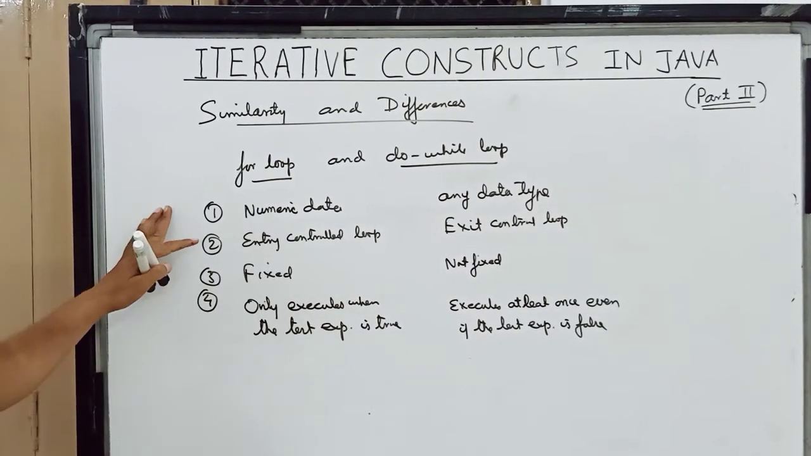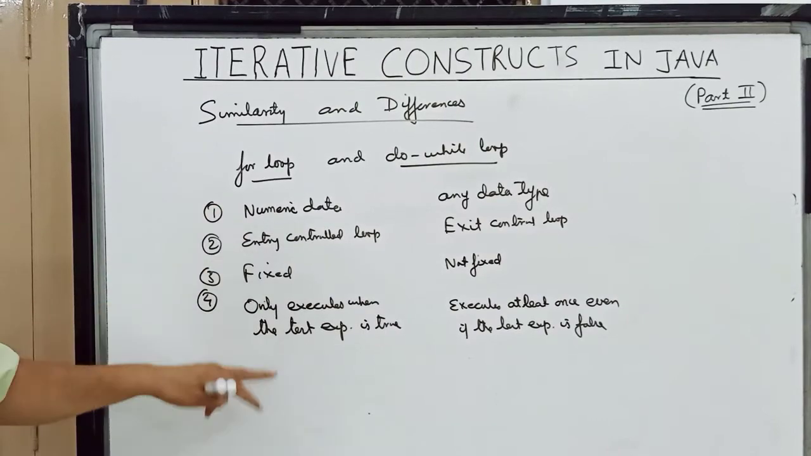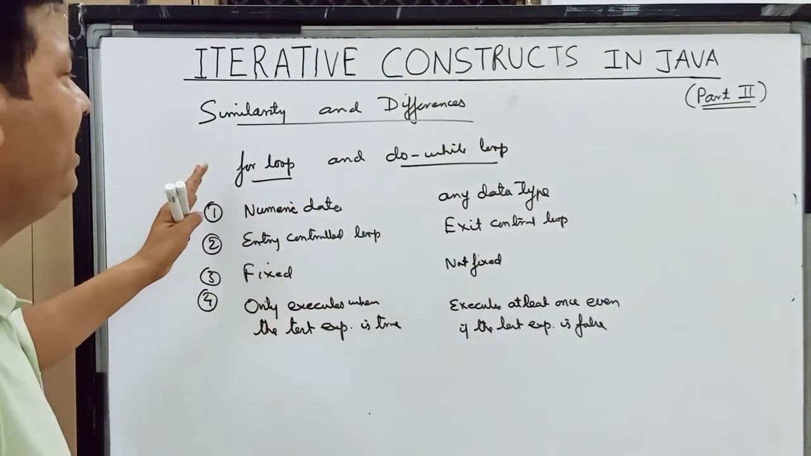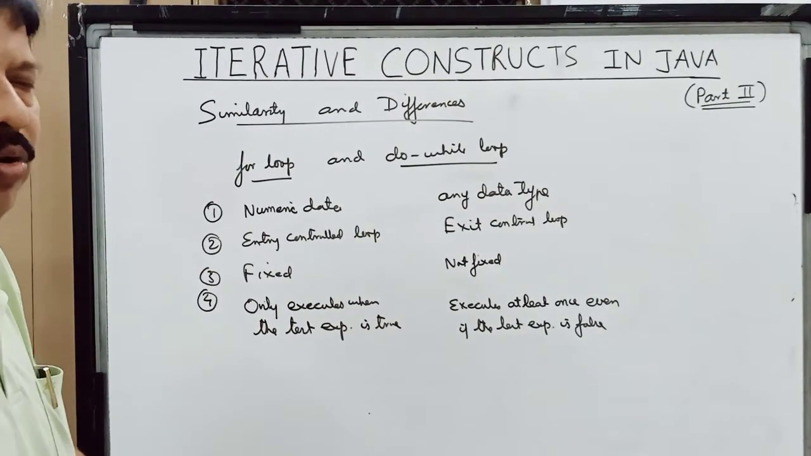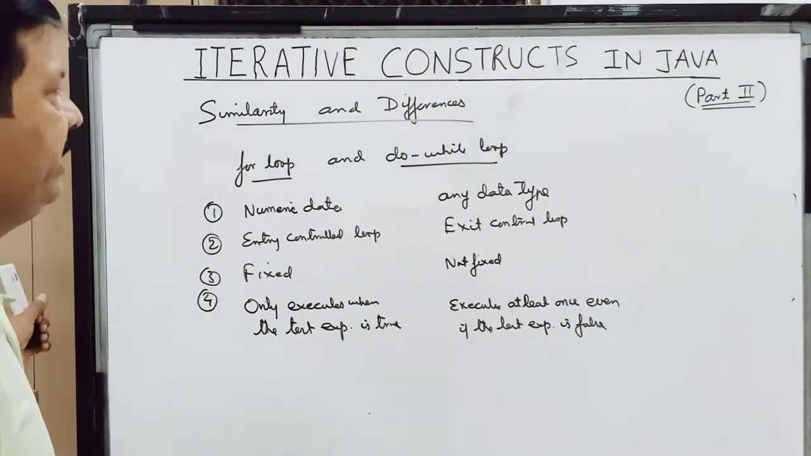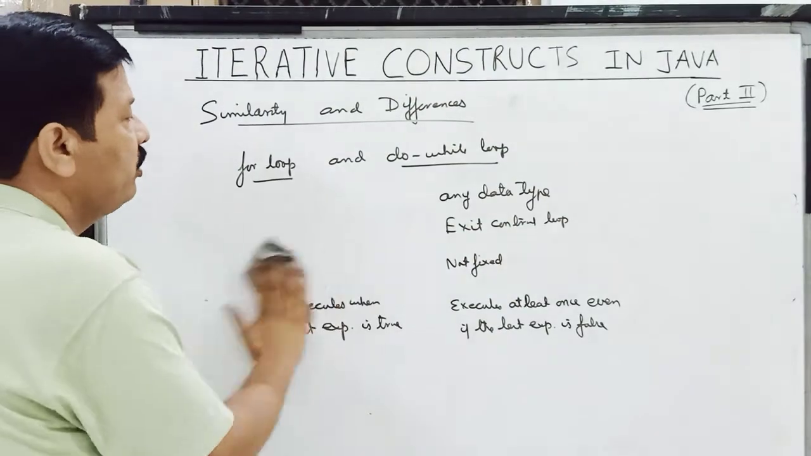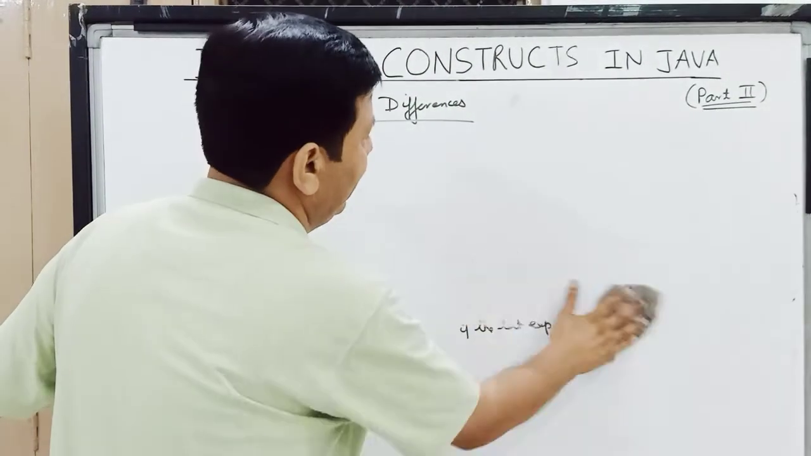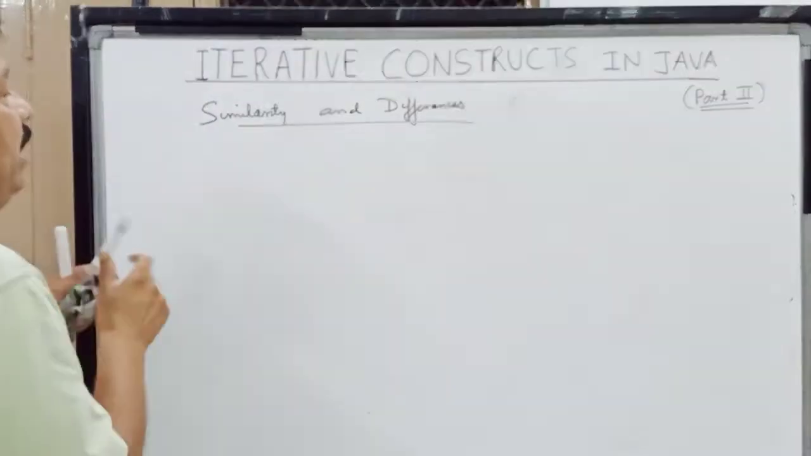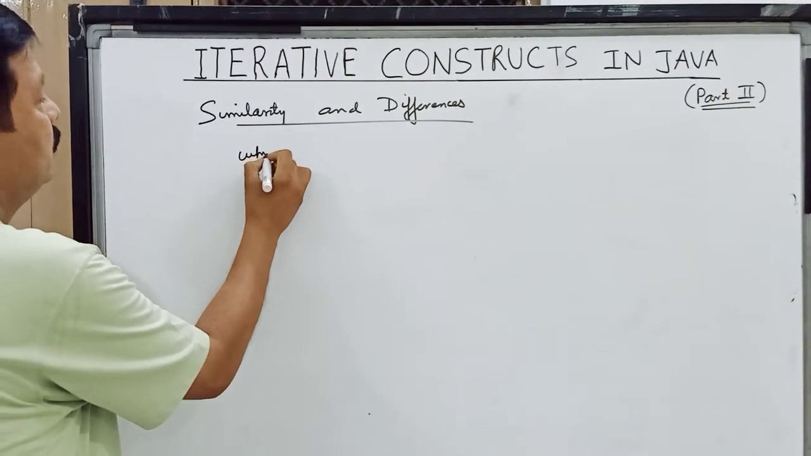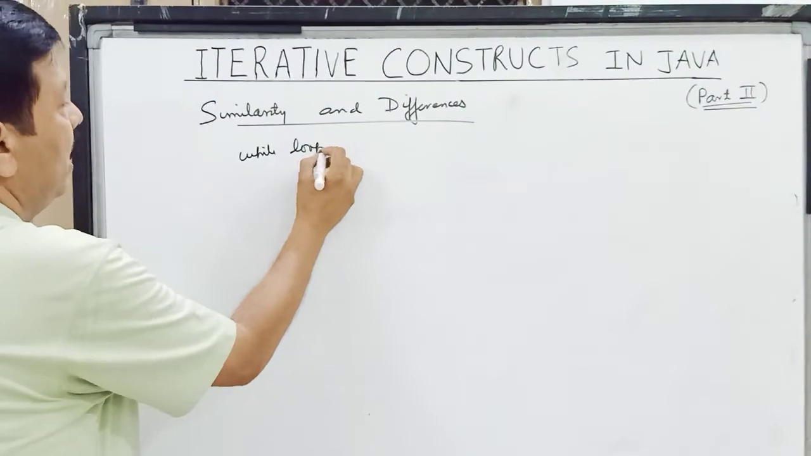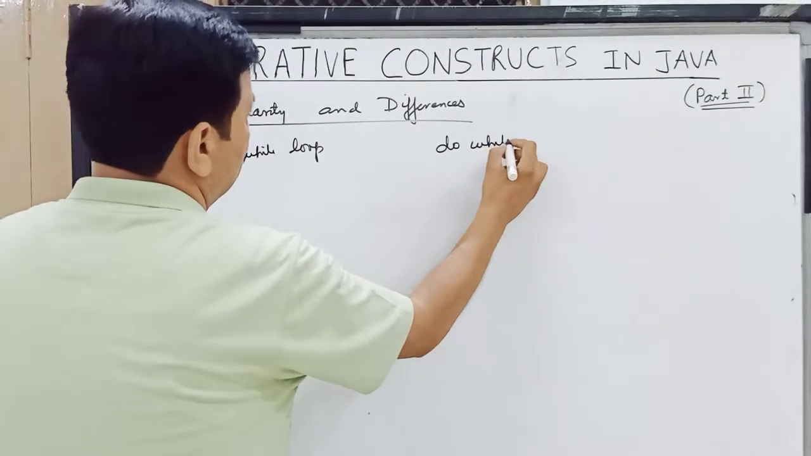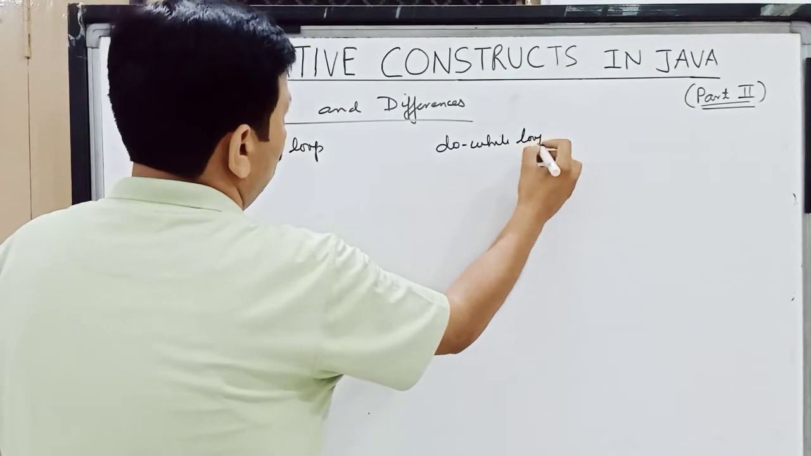So children, here we have done the similarity and the differences. These are the differences between for loop and do while. Similarity is that both are looping statements, both are executing the set of statements more than once. Now children, we come to the next similarity and difference, and that will come between while loop and do while loop.